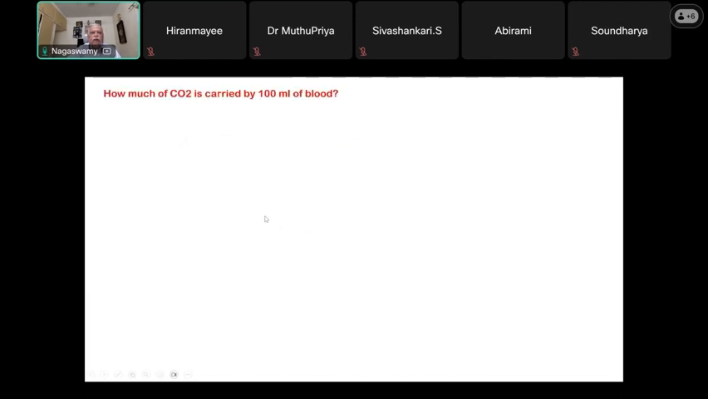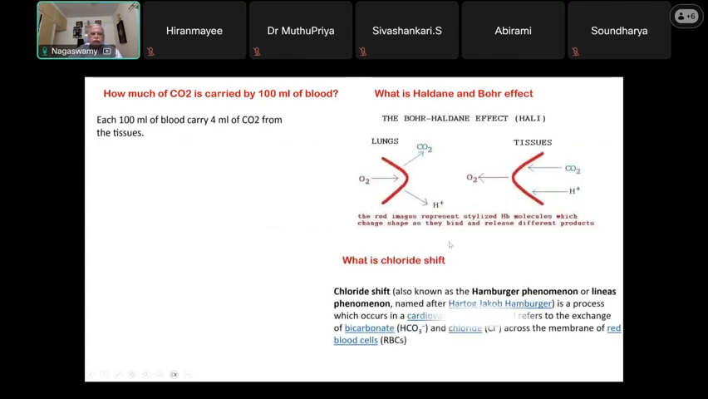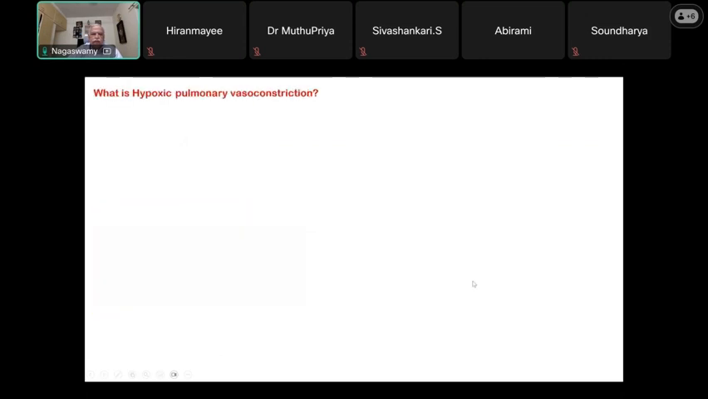How much CO2 is carried by 100 ml of blood? Each 100 ml of blood carries 4 ml of carbon dioxide from the tissues. And what is the Haldane and Bohr effect? Already we have seen that. What is chloride shift or Hamburger phenomenon is also what we have seen already.